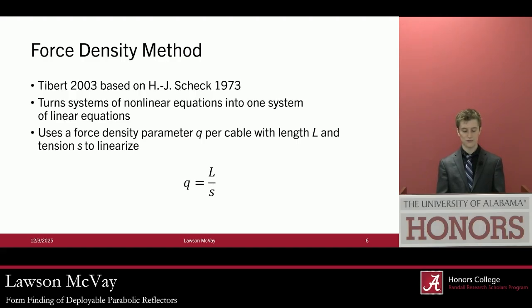Yes, that equation should be S over L. This method requires that the force densities be known or prescribed in advance, as well as some fixed nodes in the geometry to ensure a structure.